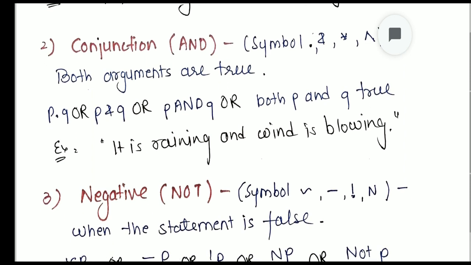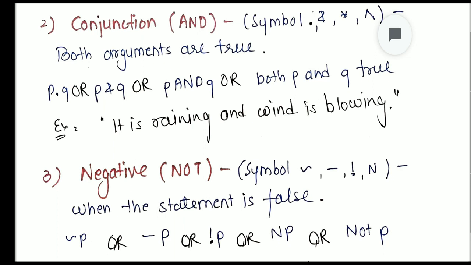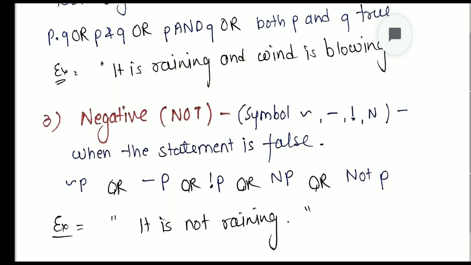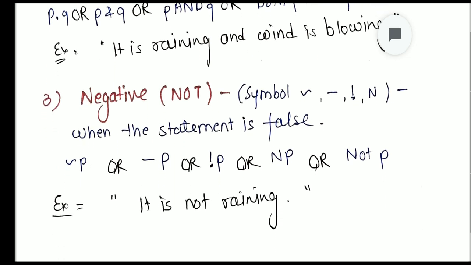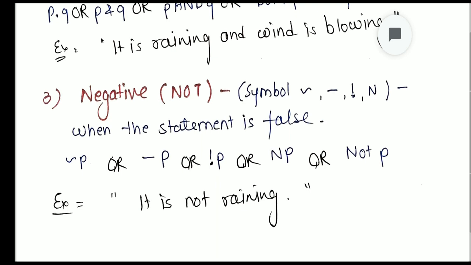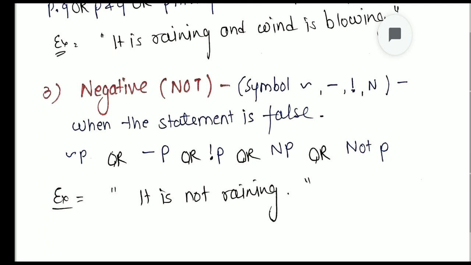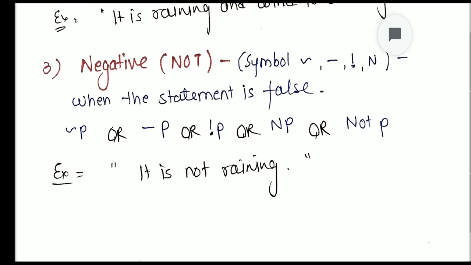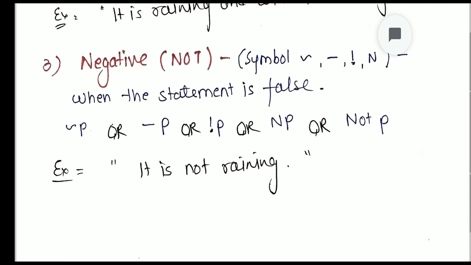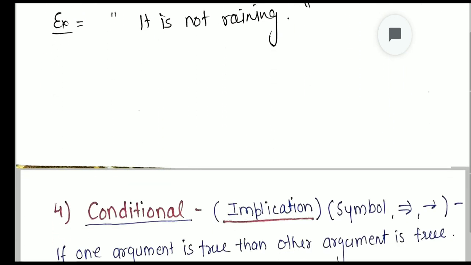The fourth connective is conditional, also known as implication. If one argument is true, then the other argument is also true. Basically, one argument implies the other argument. For example, if it is raining, then the wind is blowing.